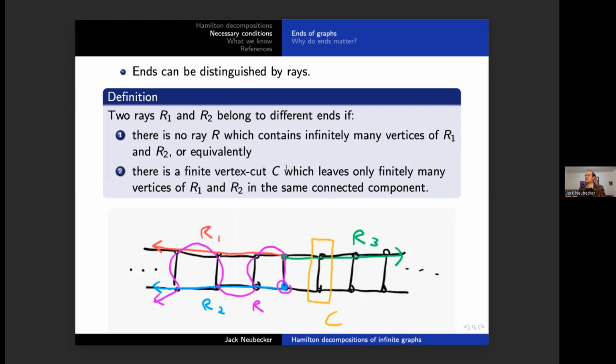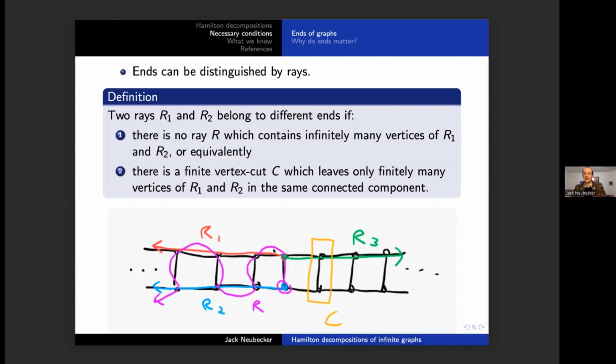We can formalize the notion of ends a little bit more concretely by distinguishing them based on the rays that are or aren't in them. So we can define two rays as belonging to different ends in two equivalent ways. Either we can say that they're different if there is no ray R, which contains infinitely many vertices of both of the rays that we're comparing, or if there is a finite vertex cut, which leaves only finitely many vertices from our two rays in the same connected component.